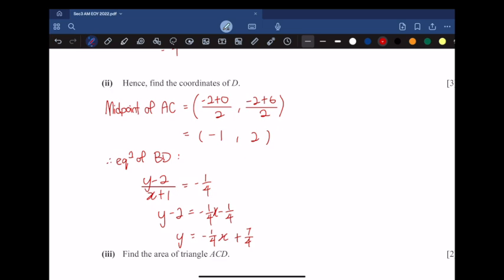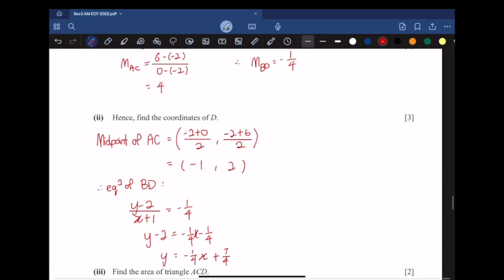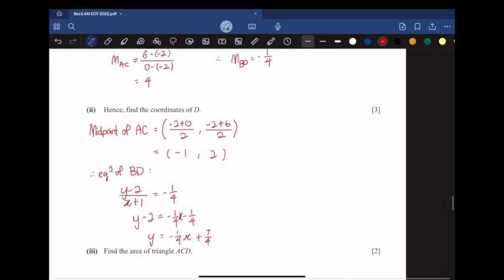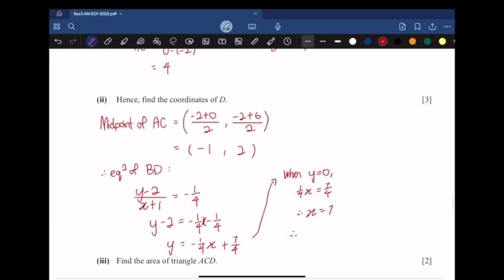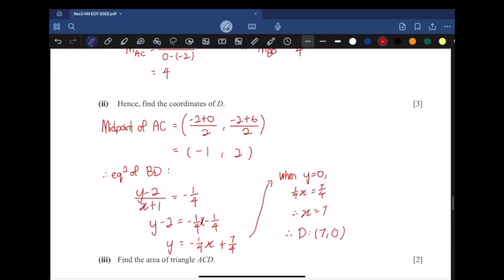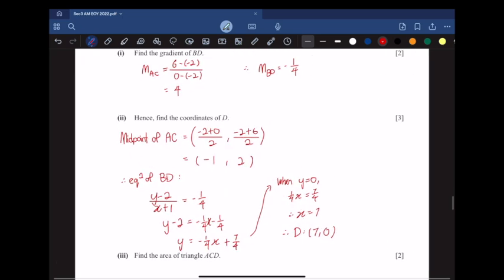So from here, to find the coordinates of D, I just need to find when y equals 0. 1 over 4 x is equal to 7 over 4, therefore x equals 7. So I can conclude that D is simply 7, 0. Okay, and this is for part 2.